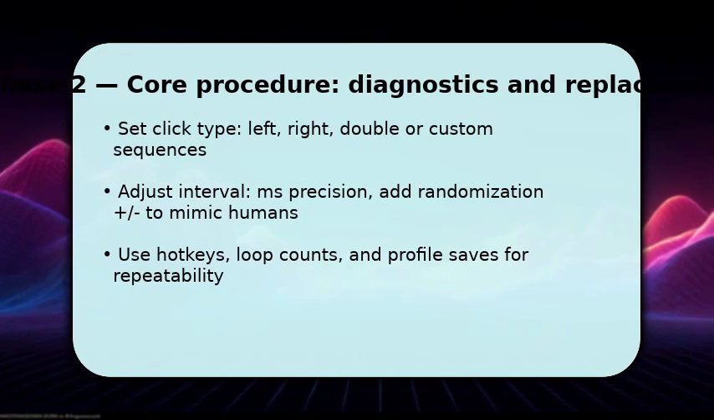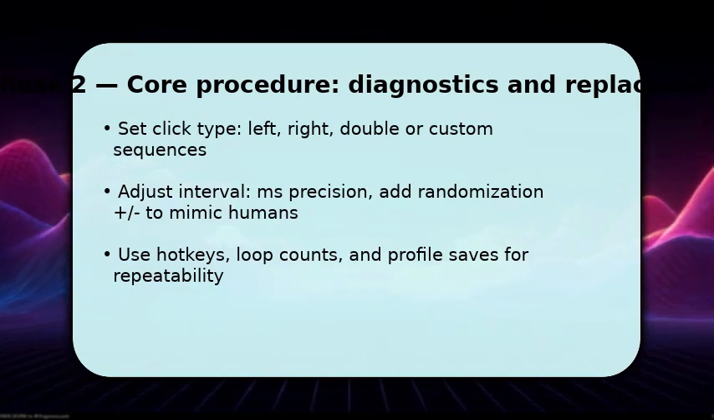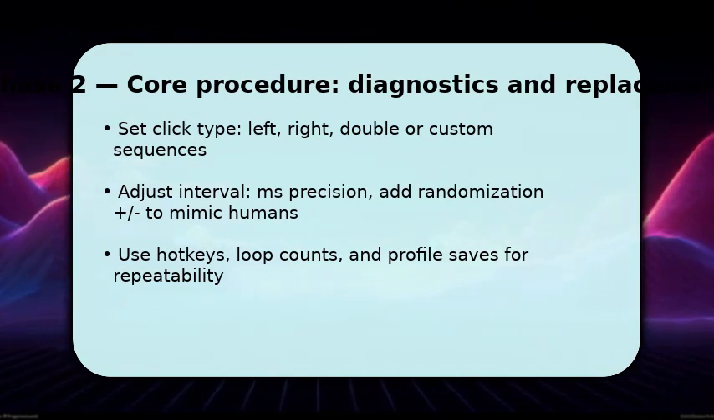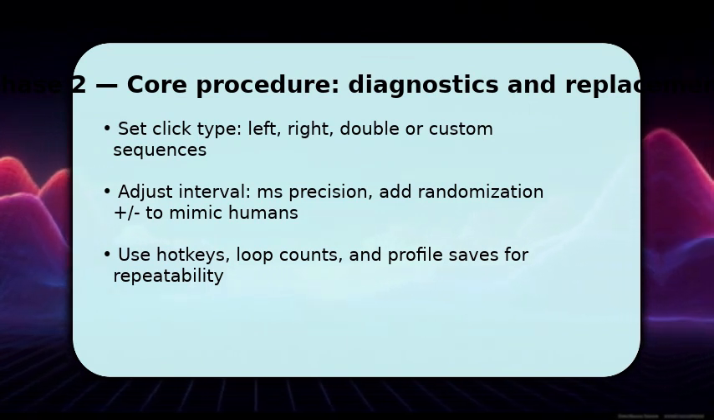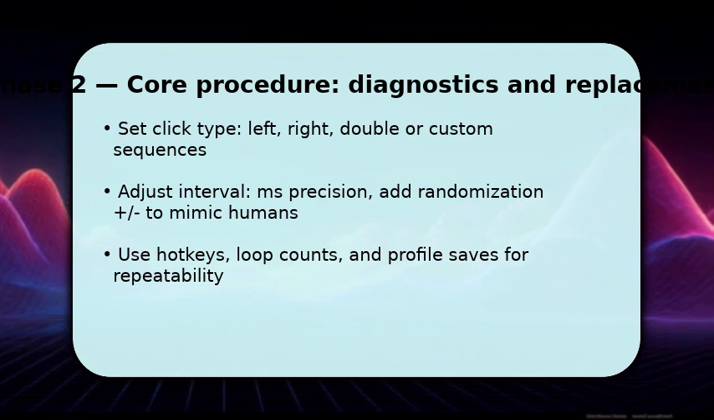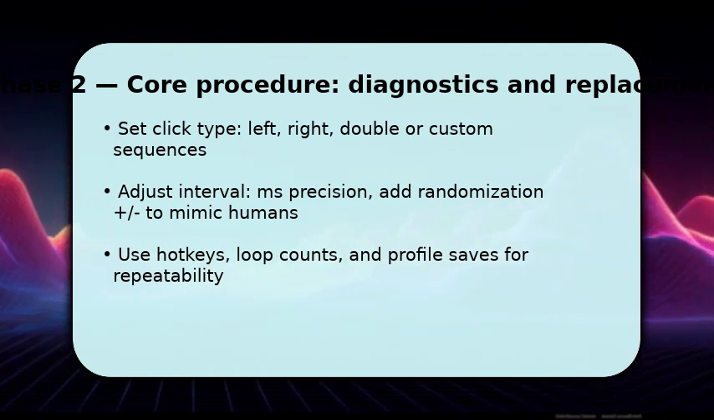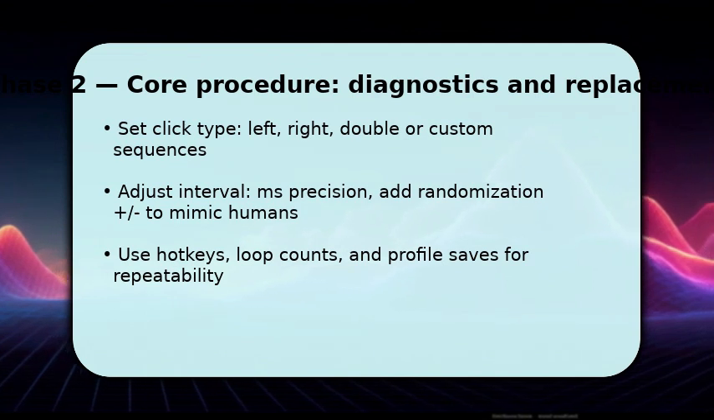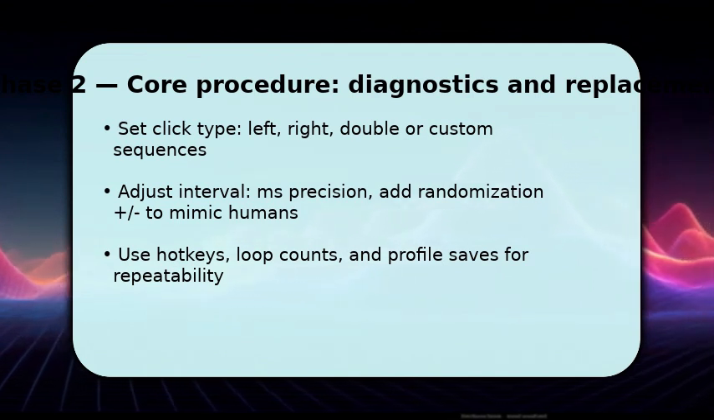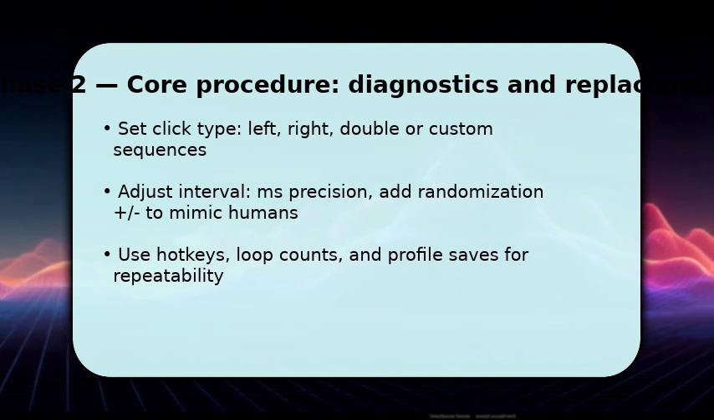You now configure how it clicks and why those options matter. Choose left, right, or double-click and build any custom sequence if a task needs multiple actions. This mirrors manual workflows. Then set the interval in milliseconds and add small randomization to avoid detection and to look natural. Make a short loop with a hotkey, run a 10-second test, and observe.